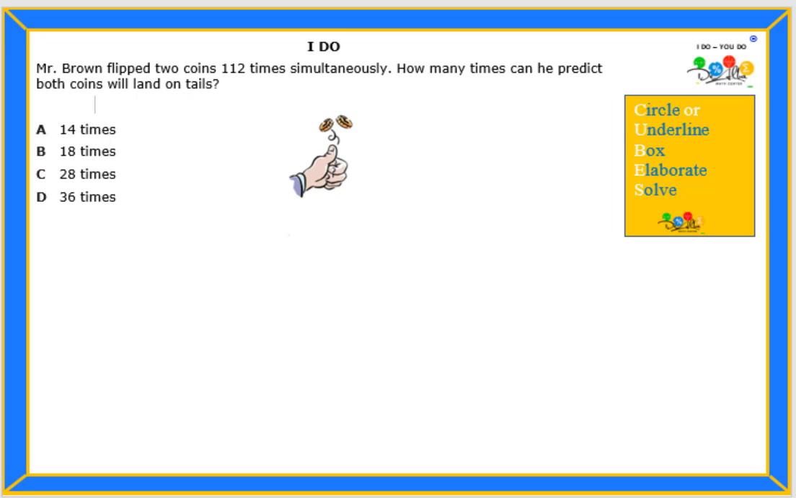Hello, students. Let's read this problem together. Mr. Brown flipped two coins 112 times simultaneously. How many times can he predict both coins will land on tails?